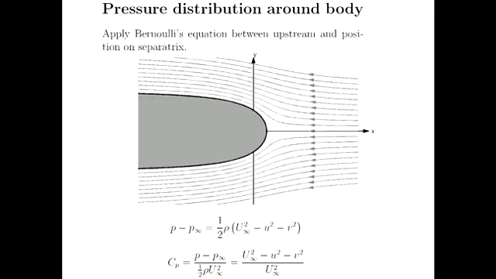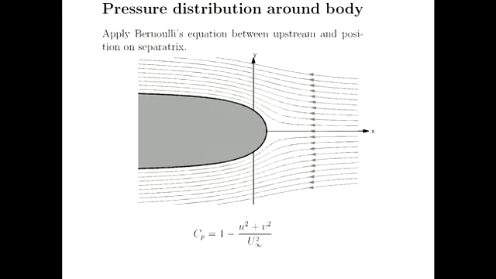Okay, so what I can do is substitute the p minus p infinity that I get from Bernoulli's equation into that expression for the pressure coefficient. And you can see that those u infinity squared terms are just going to cancel out quite nicely. I'm just going to get that Cp is equal to 1 minus (u squared plus v squared) divided by u infinity squared. So I get quite a nice expression for the pressure coefficient within this flow field. That equation will give me the pressure coefficient anywhere for any x or y coordinates, all right?